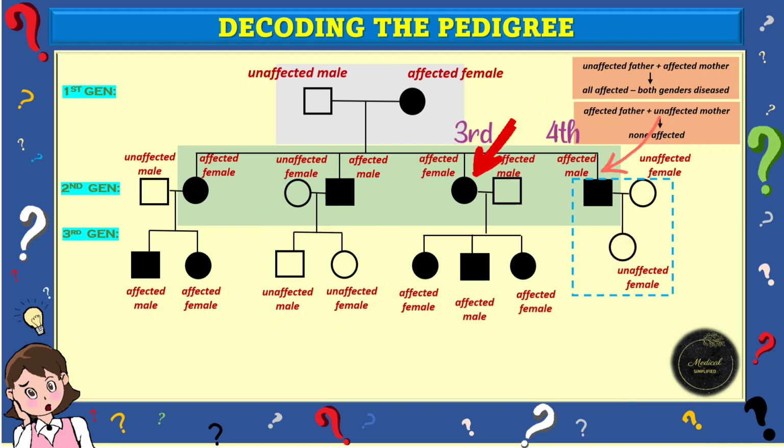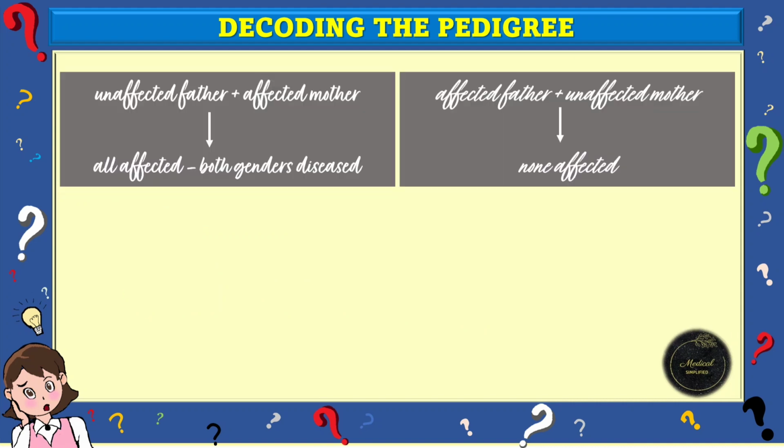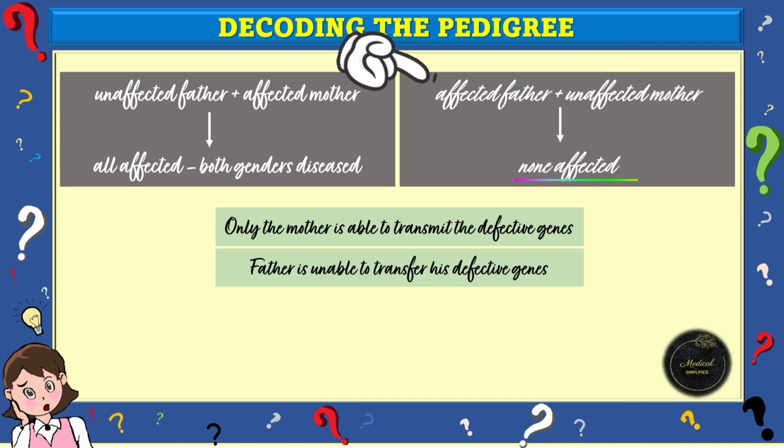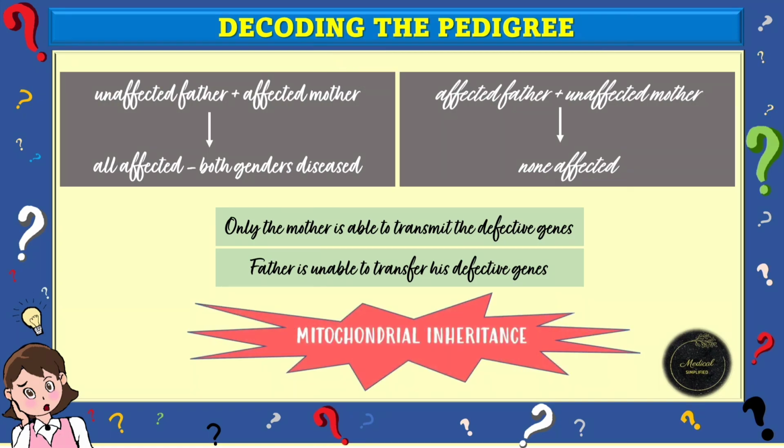So our final conclusion from the given pedigree is that whenever the mother is carrying a mutation, she is transmitting the defective genes to all her kids, of both genders. Whereas, when the father is carrying a mutation or disease, he is not able to pass it on to the next generation, regardless of their gender. This is typical of mitochondrial inheritance, since the mitochondrial genes are only passed on from the mother.